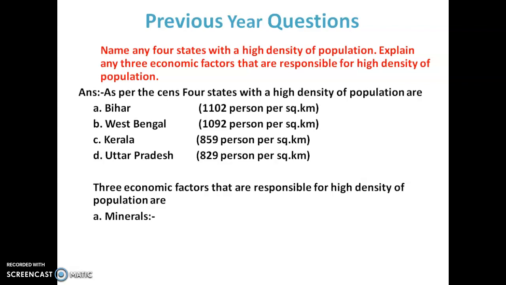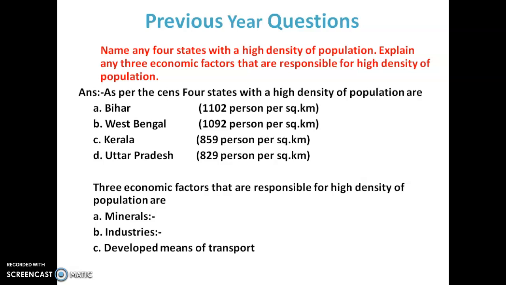The first one is minerals, the second one is industries, and the third one is developed means of transport. So all these three factors are related to each other, and they also help one another in different terms. For example, the first one is minerals. Minerals play an important role in industries, and mineral deposits play an important role in population distribution also.